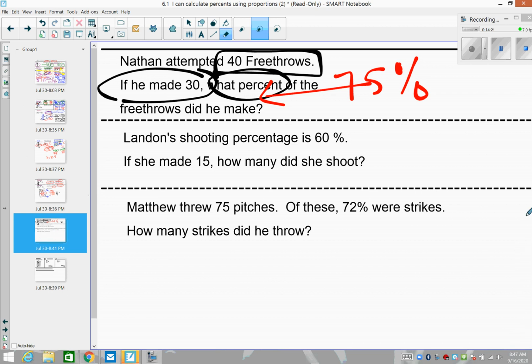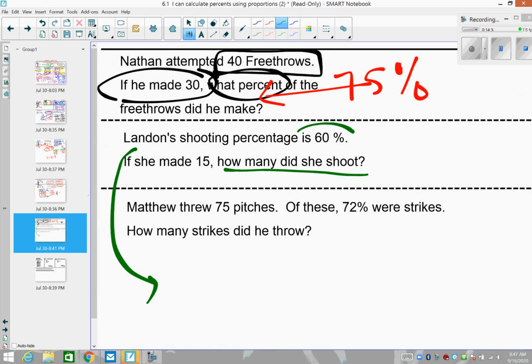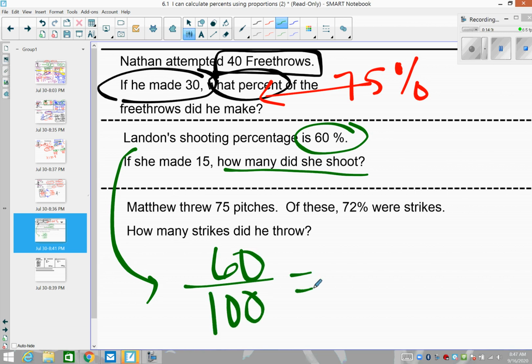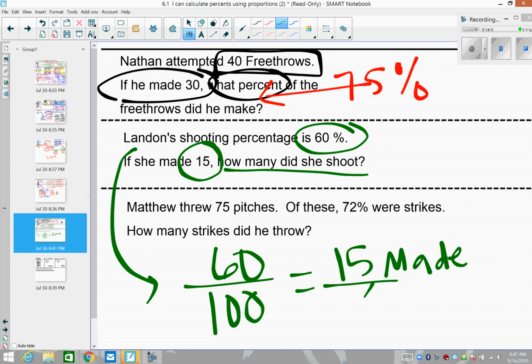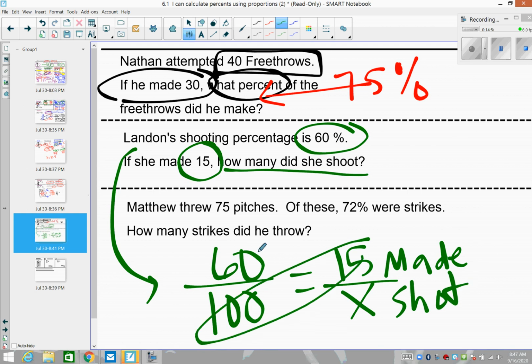All right, Landon's shooting percentage. So this is another basketball scenario. It's 60%. If she made 15, how many did she shoot? So let's take a look at the 60%. 60% means 60 out of 100. That's the stats that we have for Landon. If she made 15, she made 15. Awesome. Did she make all of them? No, because that would be 100%. She only made 60%. So how many did she shoot? Cross products and solve. Go, go, go, go, go.